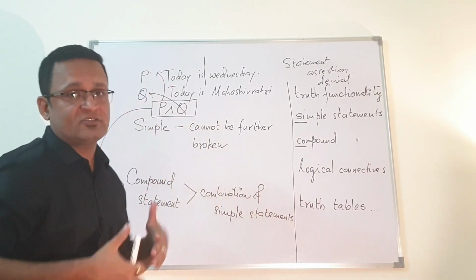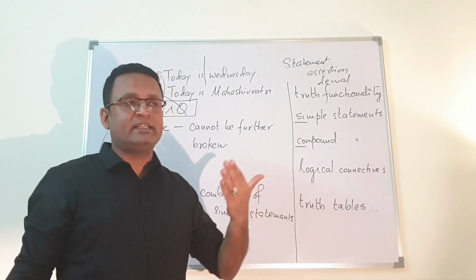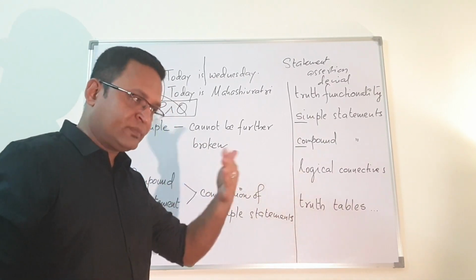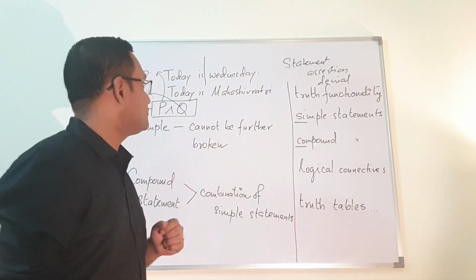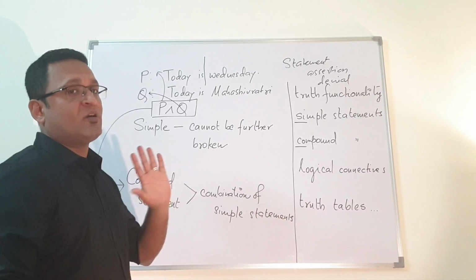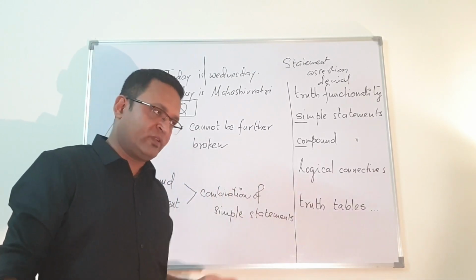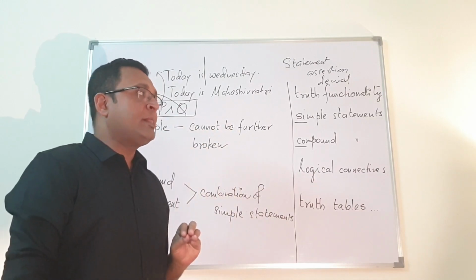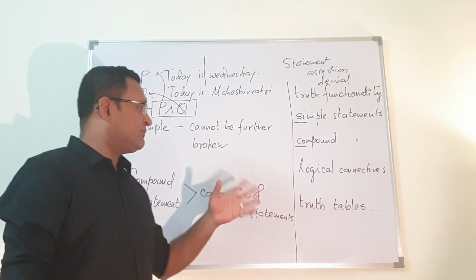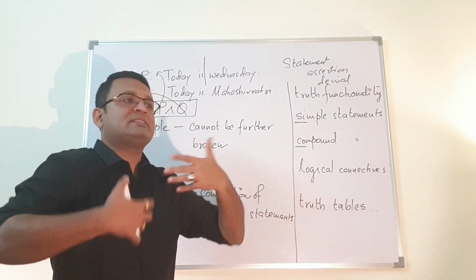Now "today" is not going to be a statement. It is not making any sense, or you are not asserting anything. If "today is something," then it will become a statement, whether it is true or false. So this is the idea of what is a simple statement and what is a compound statement. A simple statement cannot be further broken into any constituent part which will be an assertion, and a compound statement can be further divided into combinations of simple statements. So this is the idea.